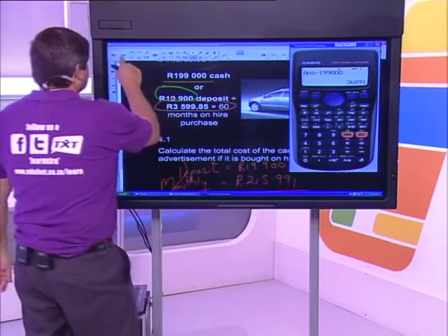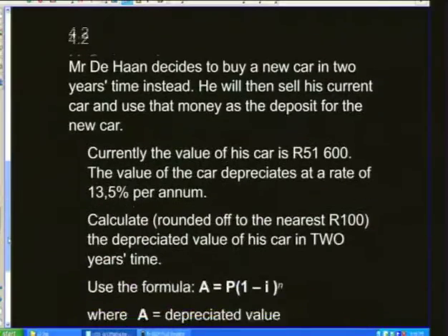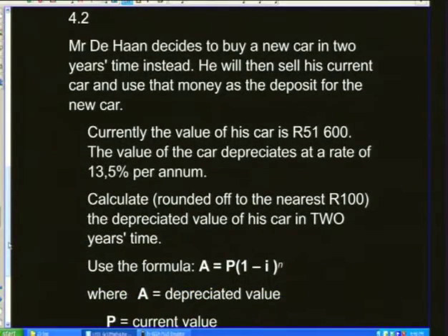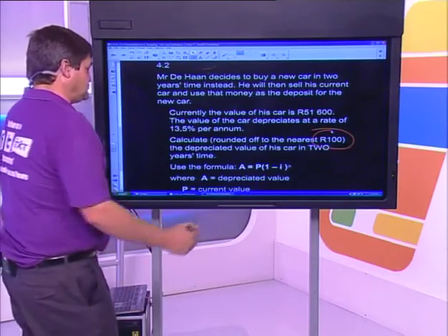Right, let's go on to our next question. Mr. Dahan and his family, we've read all that, here's the question. Mr. Dahan decides to buy a new car in 2 years' time instead. He will then sell his current car and use that money as the deposit for the new car. Currently, the value of his car is 51,600 Rand. The value of the car depreciates at a rate of 13.5% per annum. Calculate, rounded to the nearest 100 Rand, the depreciated value of his car in 2 years' time. That's an interesting one. We haven't seen that before.